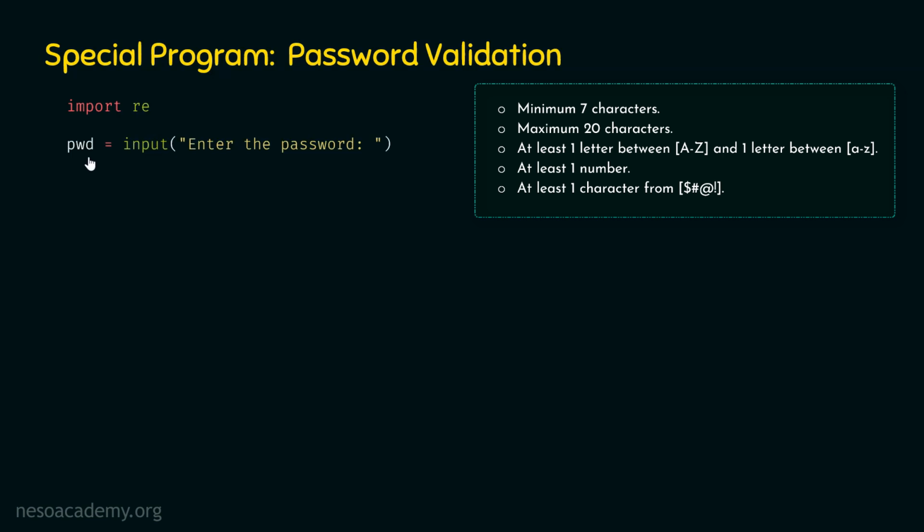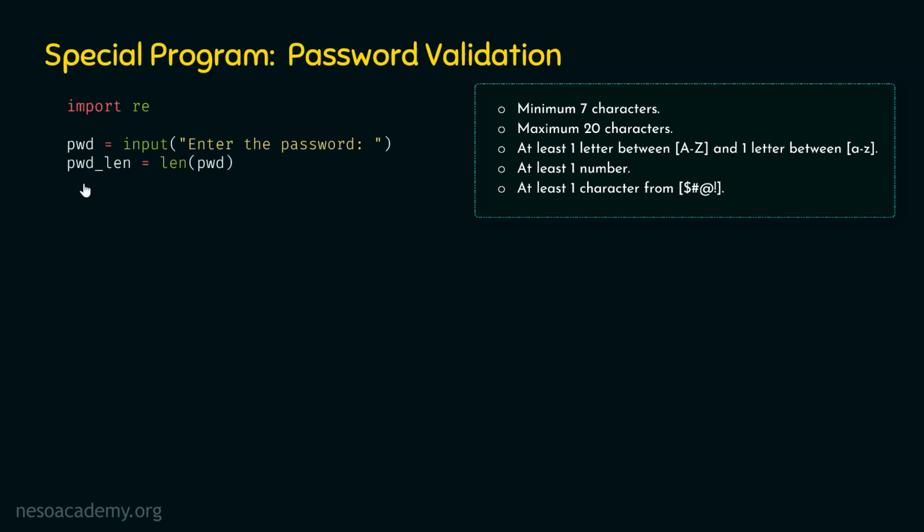The next step is to calculate the length of this password entered by the user. Because we need to satisfy the very first requirement that the length of the password must be between 7 to 20. We do not need to calculate the length manually. We can use the len function for this purpose. We need to pass pwd to the len function. This will automatically calculate the length of the password, and eventually the pwd_len variable will point to that length.